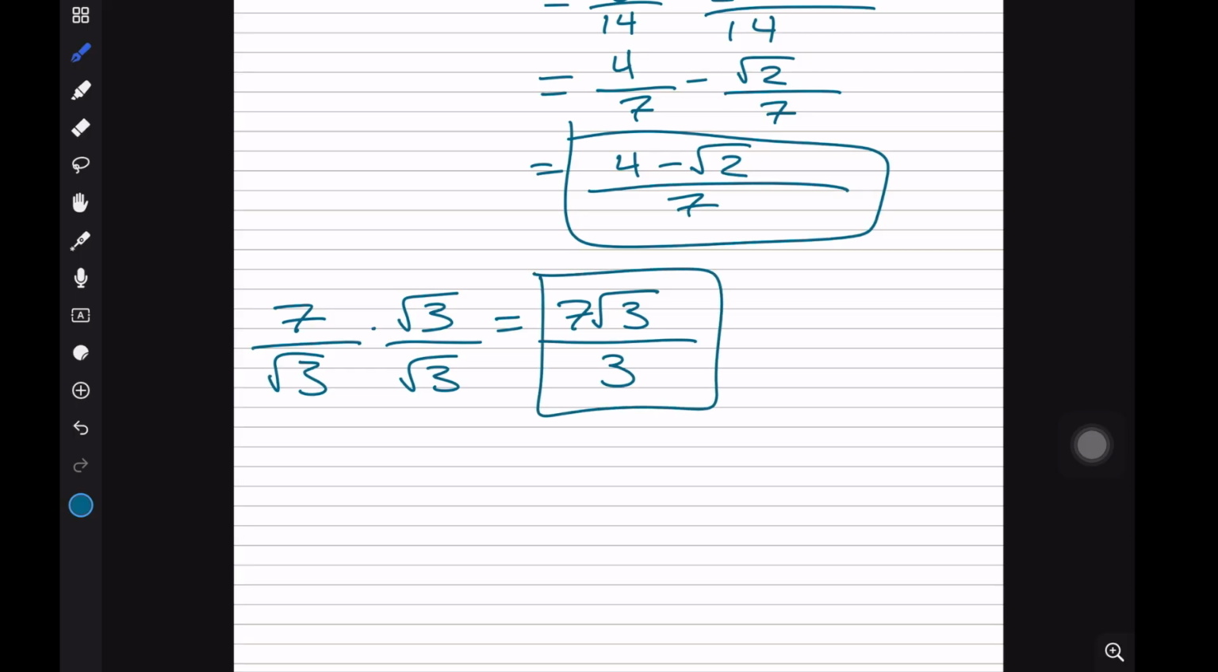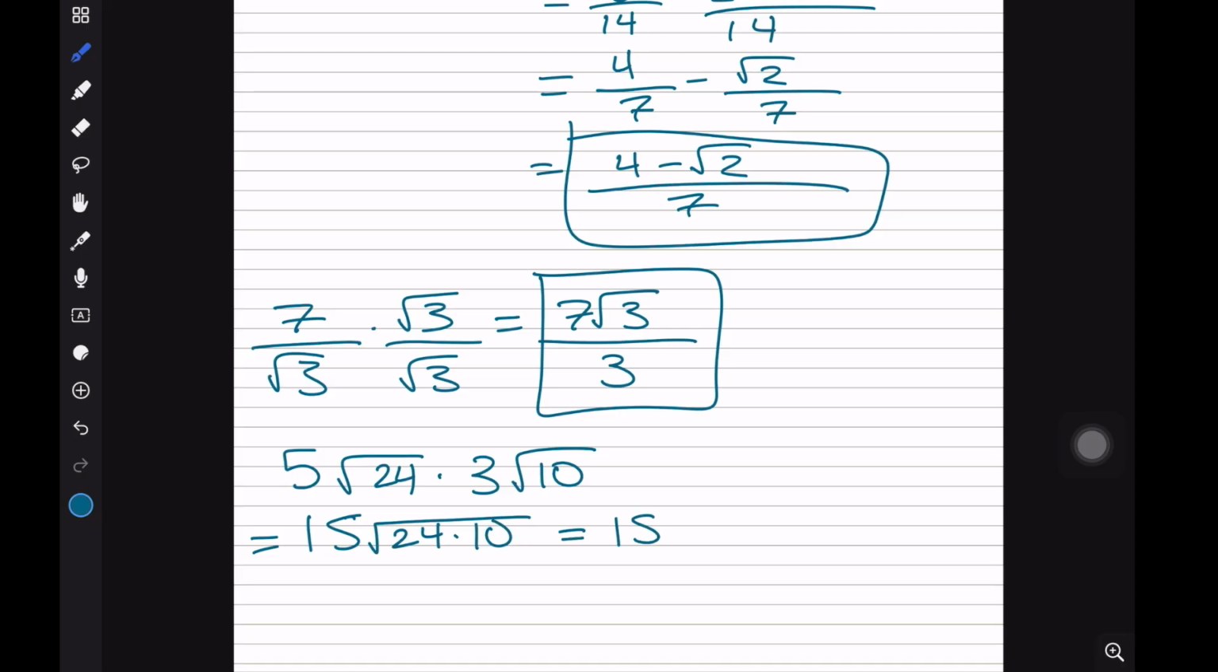So now if you have 5 square root of 24 times 3 square root of 10, you're going to multiply the numbers out front. So 5 times 3 gives you 15, and then you multiply the square roots. So you're going to get 15 times square root of 24 times 10. But now what you want to do is you want to break up the square root. So you're going to do the prime factorization.